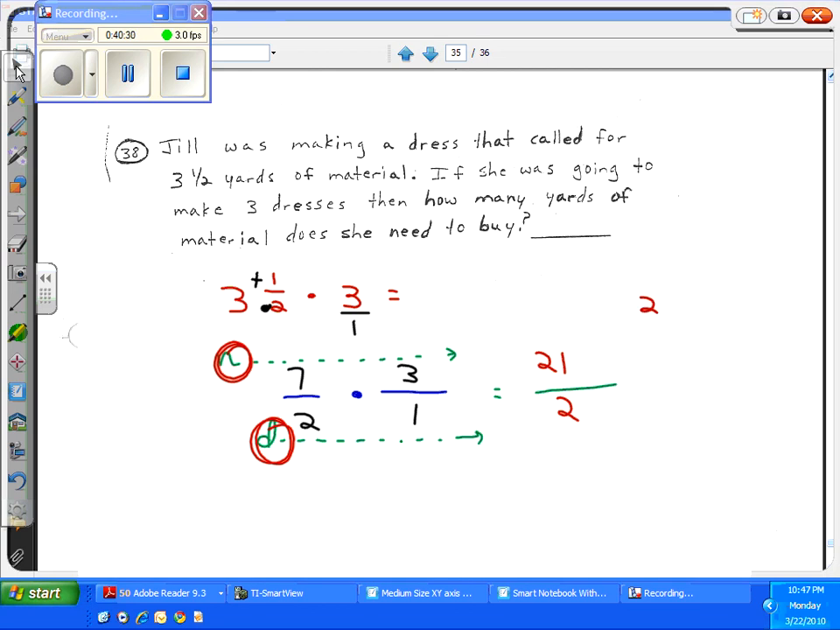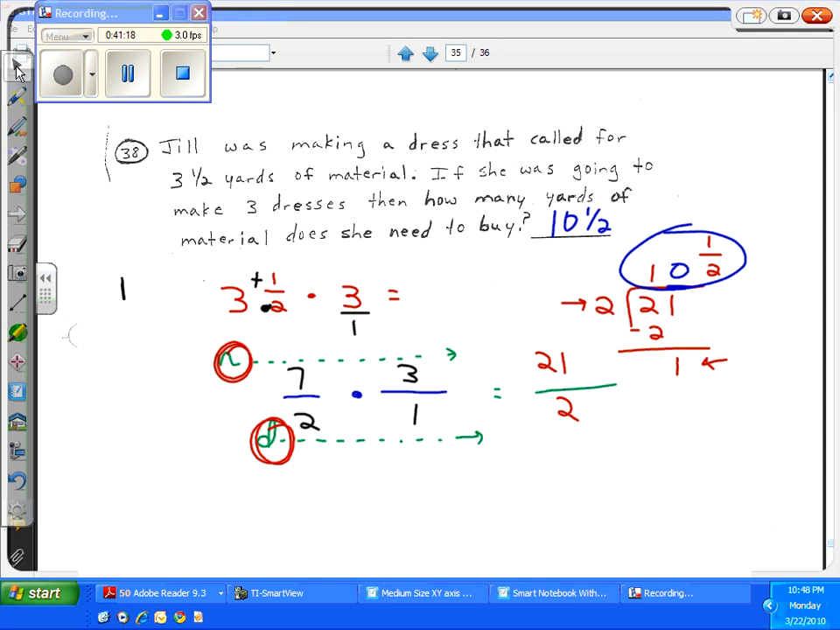Yards, we could change that back into a mixed numeral by dividing. 2 goes into 21 ten times, you get 20 with 1 left over. If we want a mixed numeral, we would put our remainder 1 over our divisor 2. But don't forget, even though that was our remainder and our divisor, there was a little gap, and so we have to put a 0 as a placeholder, and so it's actually 10 and 1/2 yards of material. Any questions on that? Okay.